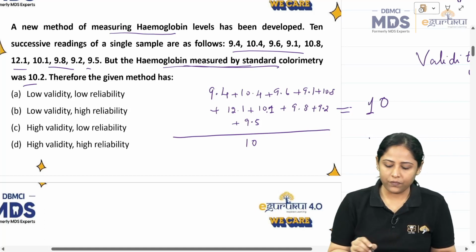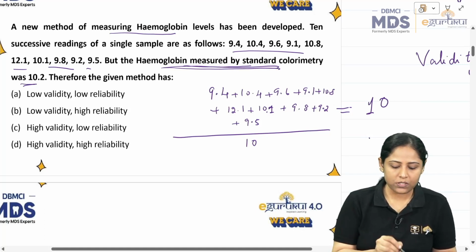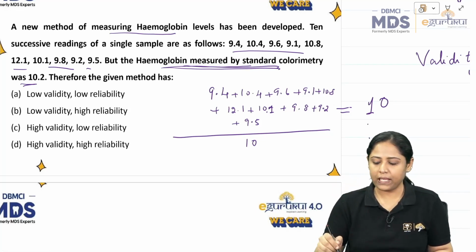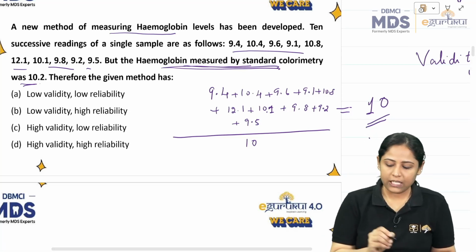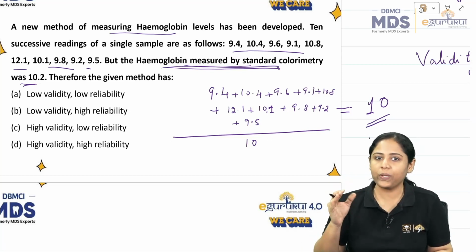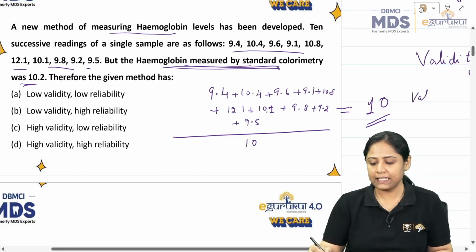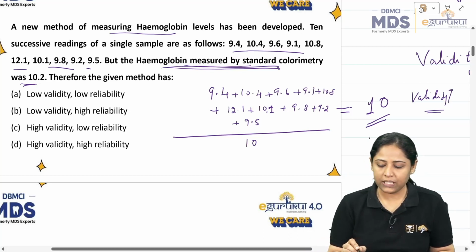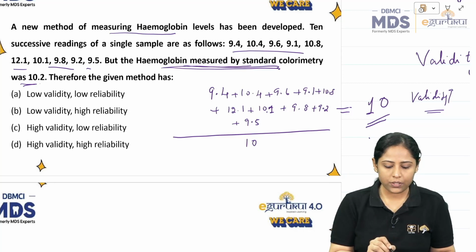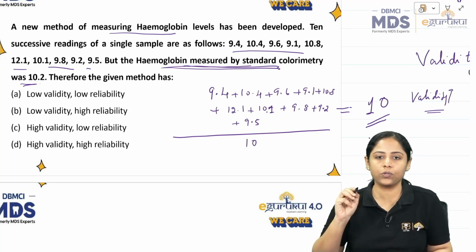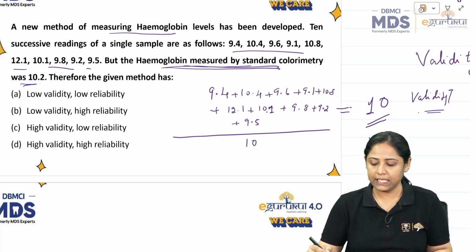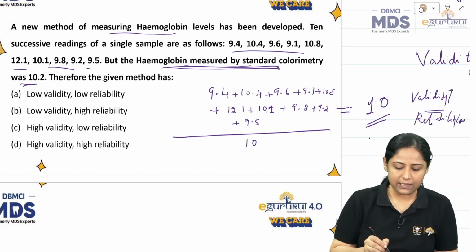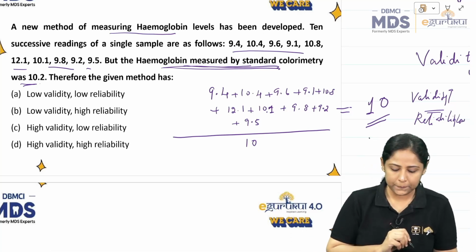So now we will observe that the value obtained by the standard calorimetry is 10.2 and the mean of these values is 10. So 10.2 and 10, they are almost very accurate. That means validity is high. But if you look into each of these readings, most of the readings are not close to the mean value obtained. That means reliability is low.